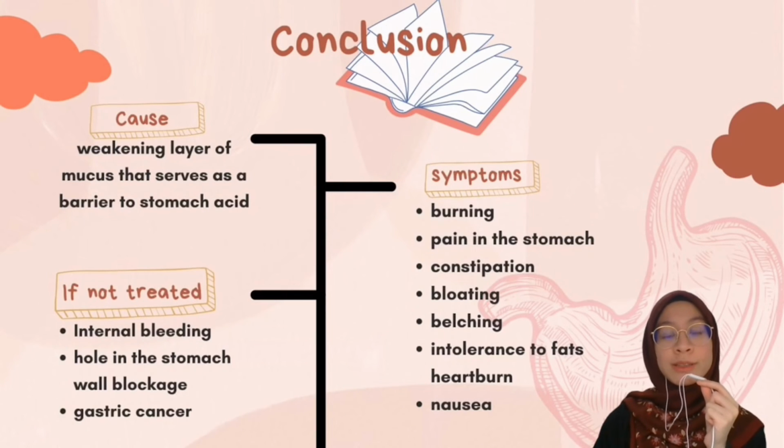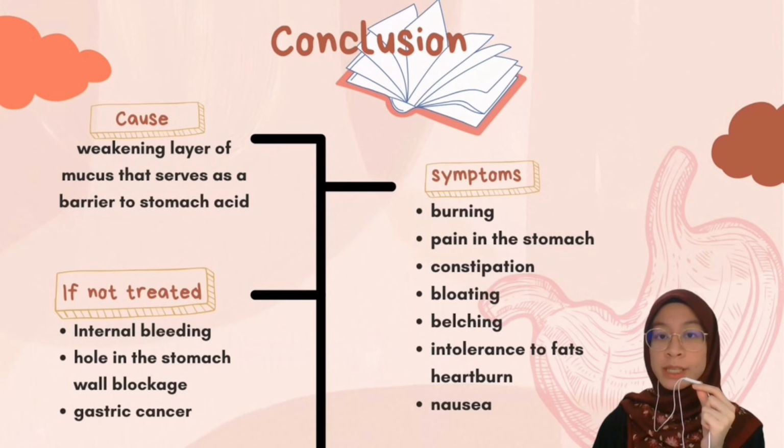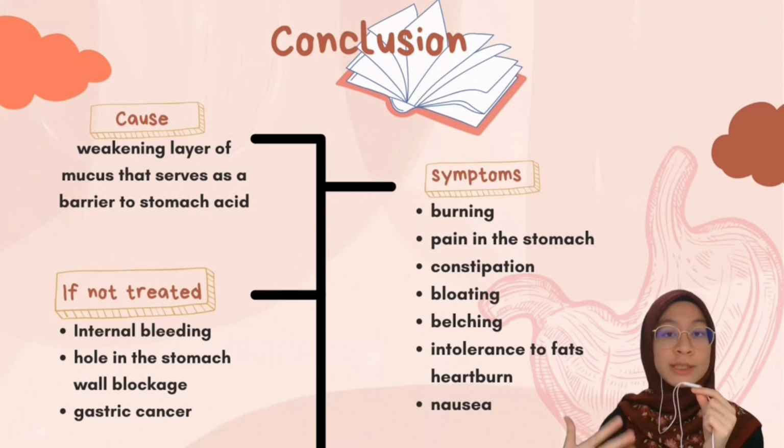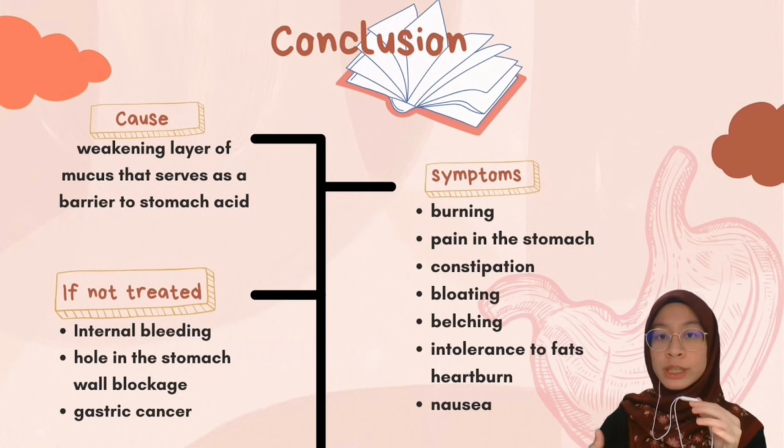In conclusion, peptic ulcers and gastric ulcers are both caused by a weakening layer of mucus that serves as a barrier to stomach acids, enabling these acids to penetrate the lining of the stomach and cause an open sore that may bleed. The agent that can induce this condition is Helicobacter pylori, which induces an inflammatory response in the gastric mucosa, primarily via the production of interleukin-8 and interleukin-1 beta in the epithelium. Among the symptoms are burning and pain in the stomach, constipation, bloating or belching, intolerance to fats, heartburn, and nausea. It is crucial to treat this condition as many complications may happen if it is not treated, and this includes internal bleeding, a hole in the stomach wall, blockage, and even gastric cancer.